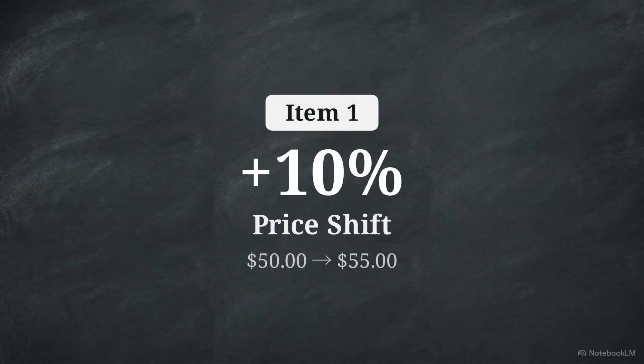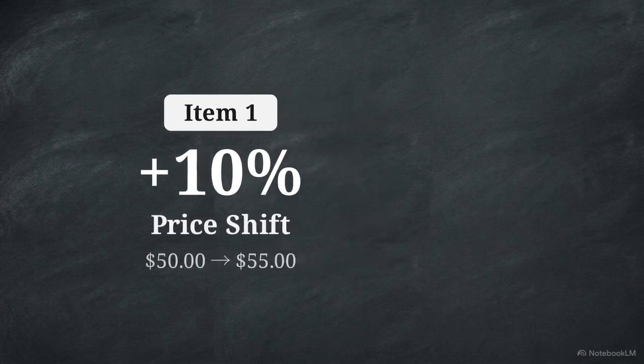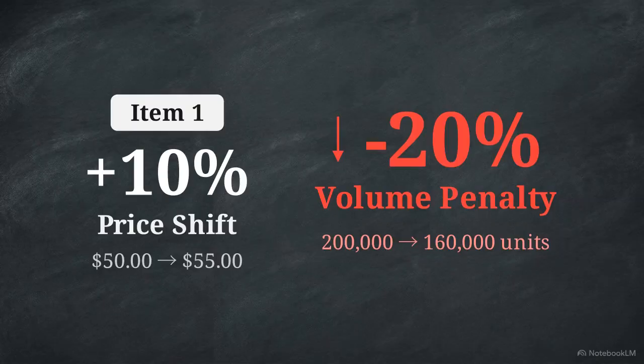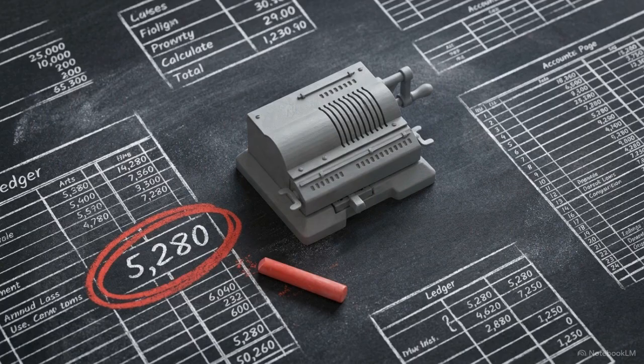Management is considering a pricing shift. They propose a 10% price increase on Item 1, which historical data indicates will cause its sales volume to decline by 20%. We must systematically recalculate the entire master budget based on the consequences of this single 10% price hike.